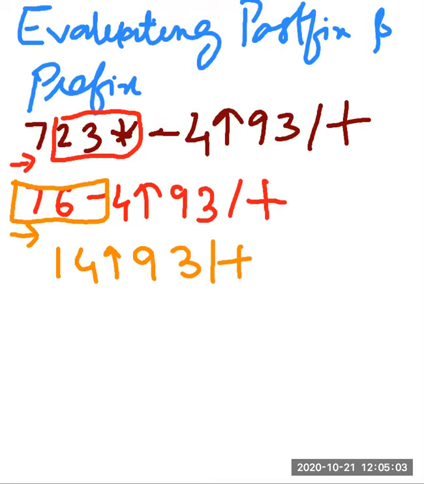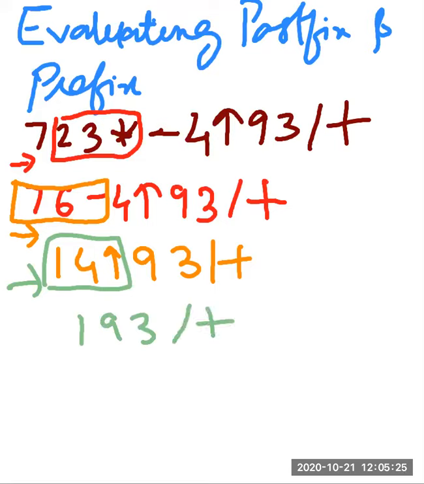Then again scan from left to right. Find the first operator. It is exponent, so the two operands will be these. So this will be 1 raised to 4, which will be 1, 9, 3, division plus. Again scan the expression from left to right and you find division. So block the two operands before division. So this is 9 divided by 3. So this will become 1, 3 and plus.